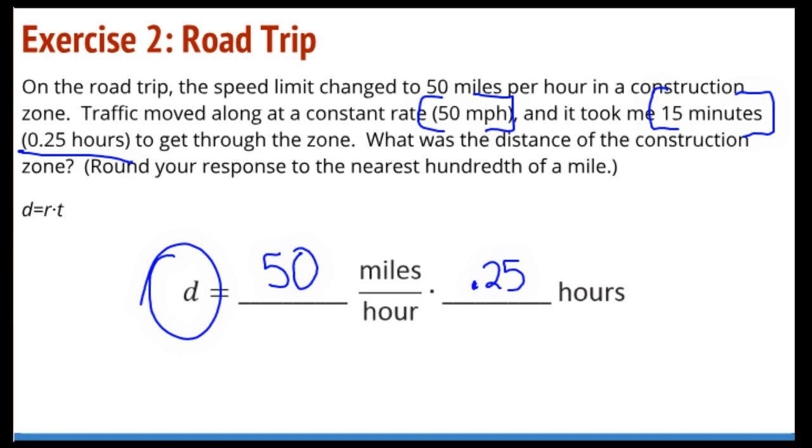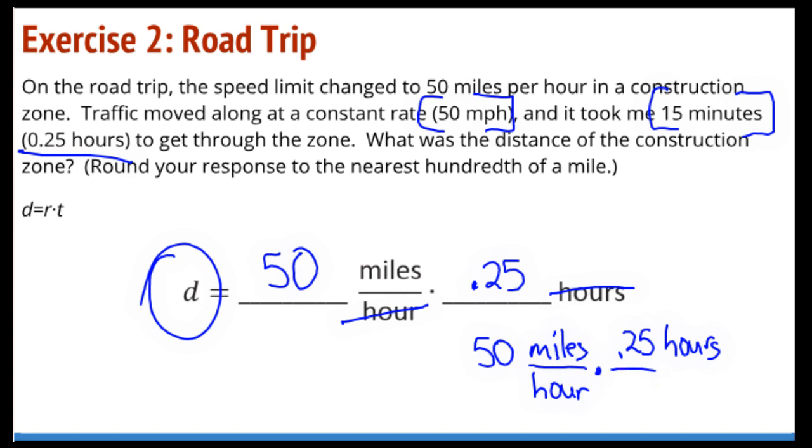I'm going to check my units. This will cancel this. And I kind of like to rewrite these so that it becomes more clear. I've got 50 miles per hour, and I'm multiplying that by 25 hundredths hours. And it might even be more clear if you're putting that over a 1. So we see that this hours is in the numerator and this hour is in the denominator, so that they will divide each other out. And I'm left with the unit of miles, which is good because I'm supposed to be finding a distance.